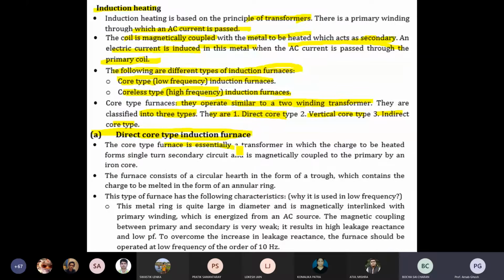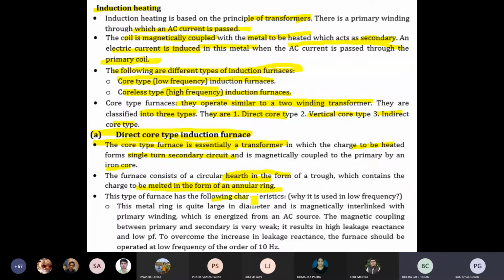This core type furnace is essentially a transformer. A transformer winding is required, in which the charge to be heated forms a single turn secondary circuit, magnetically coupled to the primary by the iron core. The furnace consists of a circular hearth or vessel, inside of which the charge to be melted is held in the form of annular rings.